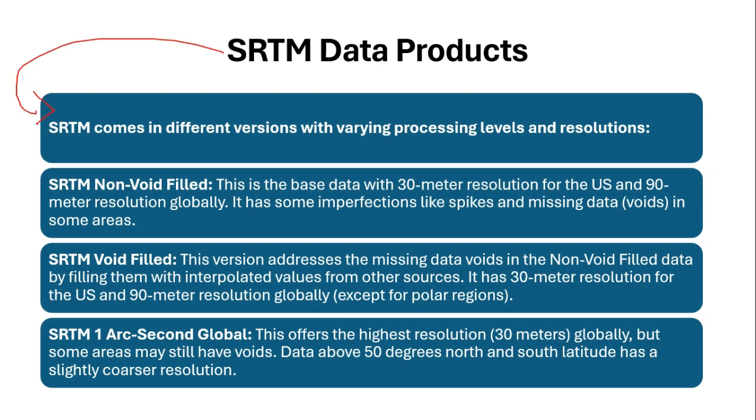SRTM also provides different data products. It comes in different versions with varying processing levels and resolutions. Like SRTM non-void filled, which provides 30 meter resolution for the US and 90 meter resolution globally. It has some imperfections like spikes and missing data in some areas. Then there is SRTM void filled, where there are no voids in the data sets. This version is 30 meter resolution for the US and 90 meter resolution for global, except the polar regions. Then there is SRTM 1 arc second global, which offers the highest resolution, 30 meter global data, but some areas may still have voids. Data above 50 degrees north and south latitudes has slightly coarser resolution.